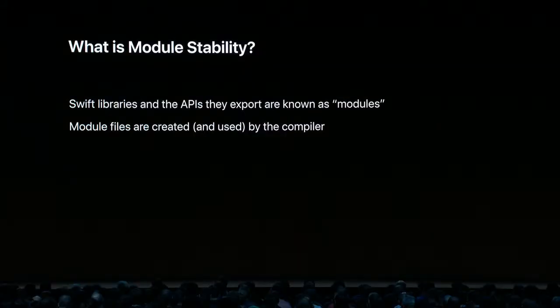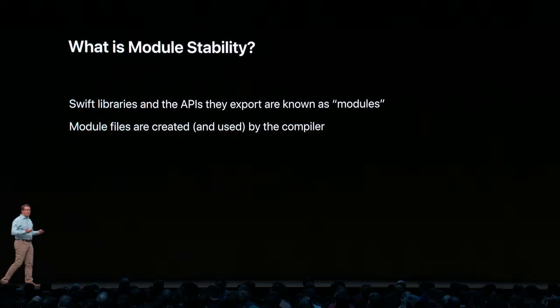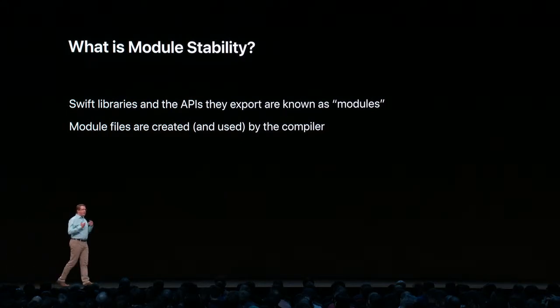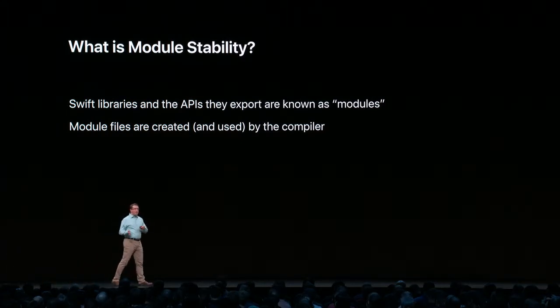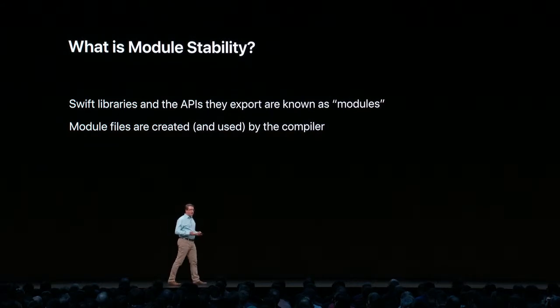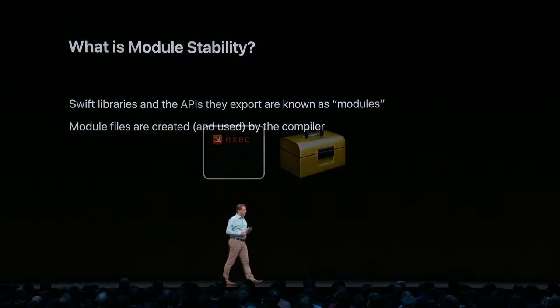The second important ingredient is module stability, and this is a compile time concept. So if you take a Swift framework, and you think of all the APIs in that framework, those are part of a shared namespace called a module. And when the Swift compiler is used to build that framework, it produces a manifest of all the APIs in that framework that can then be consumed by clients of that framework. And that manifest is called a Swift module file.